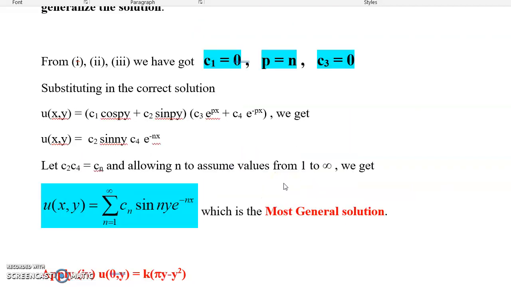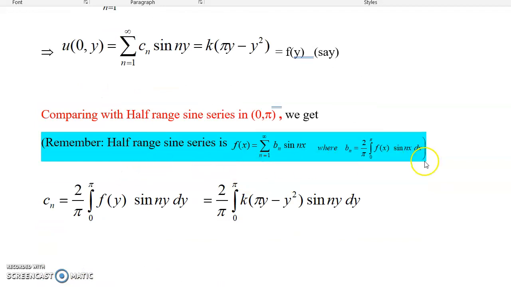So in 0 to pi, what is the half range sine series? That formula we have taken and written here. And this is the Bn formula. Compare this and this. Is it not your half range sine series? Yes, in the place of Cn, here you have Bn. So the formula for Cn is the same formula as Bn. Instead of f of x, here you have it in terms of y. So write the formula in terms of y, and in the place of f of y, we substitute k into pi y minus y squared into sin ny dy. So everything is coming in terms of y.